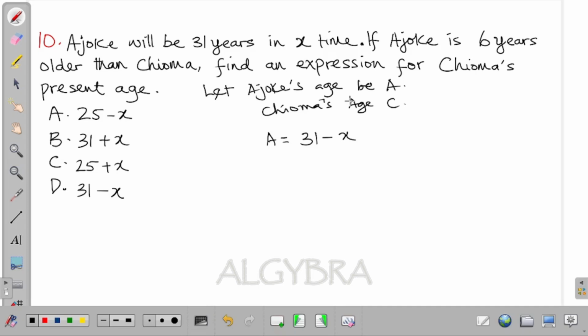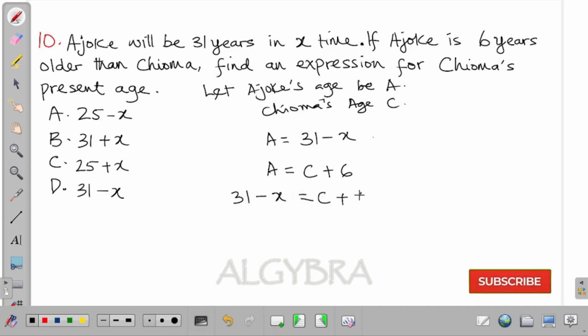Now, the question says that Ajoke is 6 years older than Chioma. It also means that Ajoke is equal to Chioma's present age plus 6. Since this is the expression for Ajoke's current age, and also Ajoke is 6 years older than Chioma, these two expressions are the same, so we can equate them: 31 minus x is equal to c plus 6.